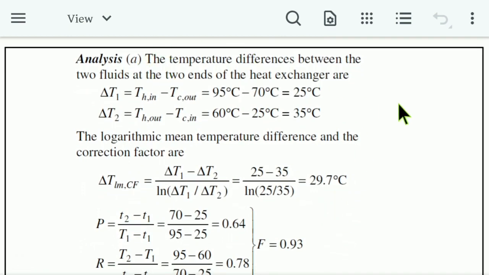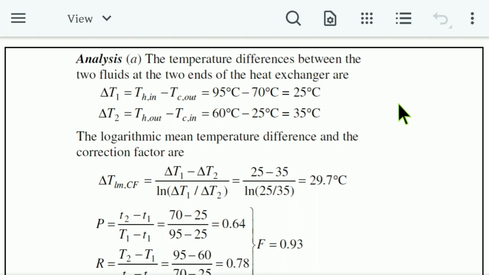Number A, the LMTD method. The temperature differences between the two fluids at the two ends of the heat exchangers are del T1 is equal to Th in minus Tc out. So 95 degrees Celsius minus 70 degrees Celsius, that means 25 degrees Celsius. Like that, del T2 is equal to Th out minus Tc in, that means 60 degrees Celsius minus 25 degrees Celsius, 35 degrees Celsius. So we have del T1 and del T2 respectively 25 degrees Celsius and 35 degrees Celsius. So we can calculate the logarithmic mean temperature difference very easily.